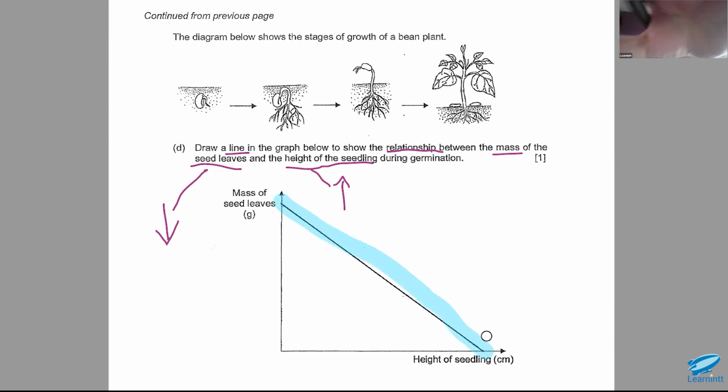Now, how do we get the 1 mark? So half a mark for identifying that the mass of the seed leaves will decrease while the height increases. The other half mark for being able to draw the graph as shown. So in total, 1 mark.